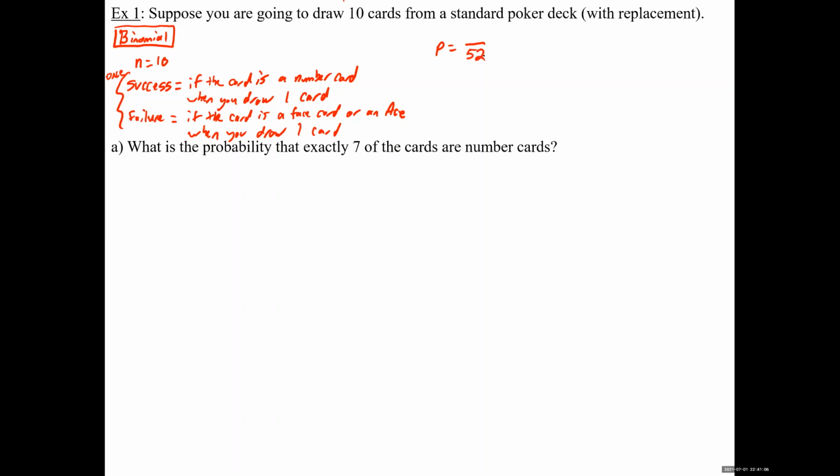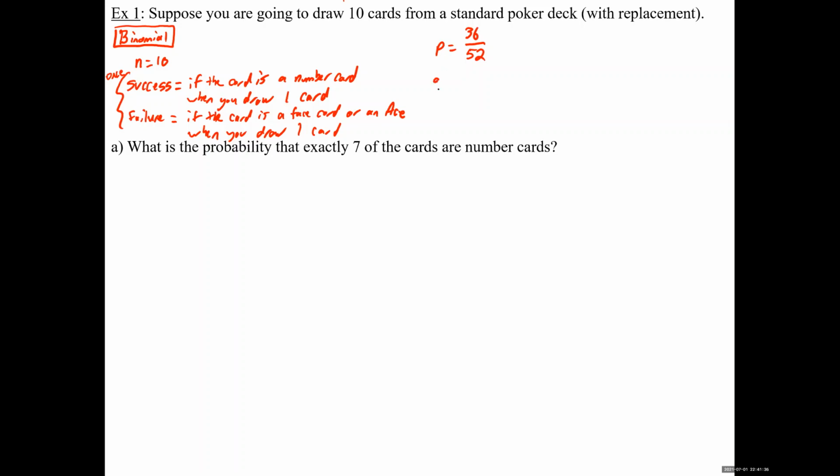And to get the top number, you got to tell me how many number cards there are. How many number cards are there? 36. Yeah. You have to count the 2s, 3s, 4s, 5s, 6s, 7s, 8s, 9s, and 10s. So it's 9 cards, but with 4 suits gives you 36 cards.